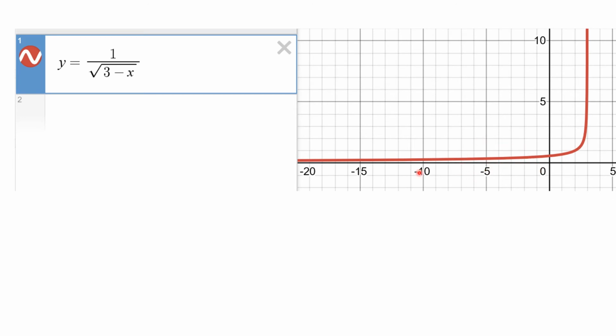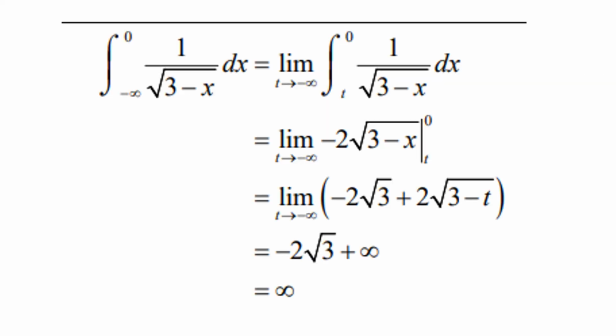It really depends on how fast that is dropping, but we have to calculate it then. And so we'll go from minus infinity up to 0. So we will be calculating, we'll make that t, and that's the limit as t goes to infinity. So now we're going to calculate this.